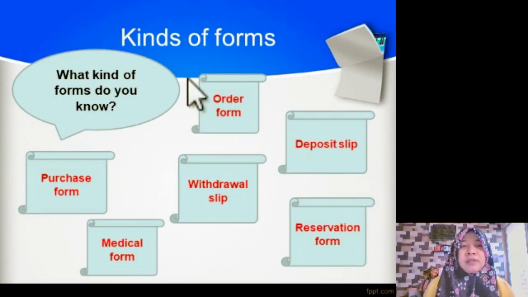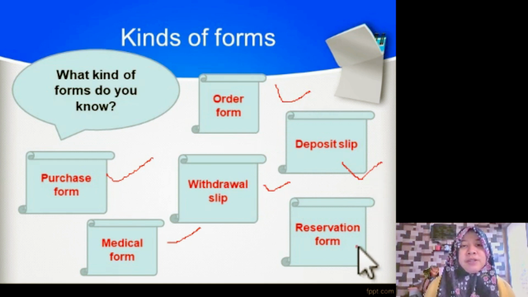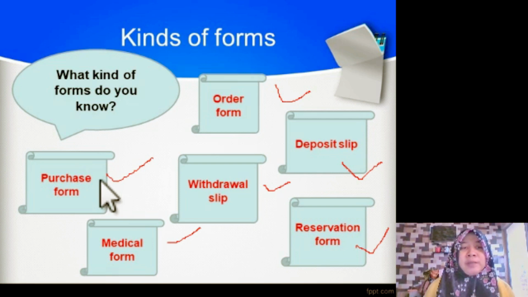So what are the kinds of forms? What kind of forms do you know? First, purchase form, medical form, and then order form, and then withdrawal slip, and then deposit slip, and then reservation form. Okay, purchase form means you want to pay something. Like I told you, maybe you have a telecom cell number, for example, like Kartu Halo or Halo Card, and then you have to pay your phone bill every month. You have to fill in the cash form.